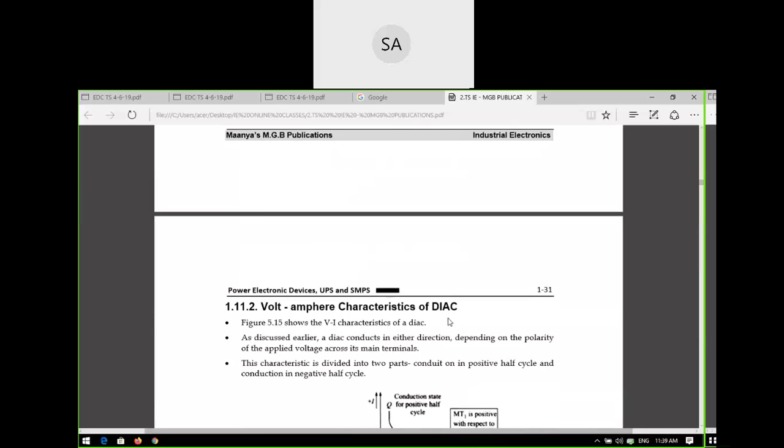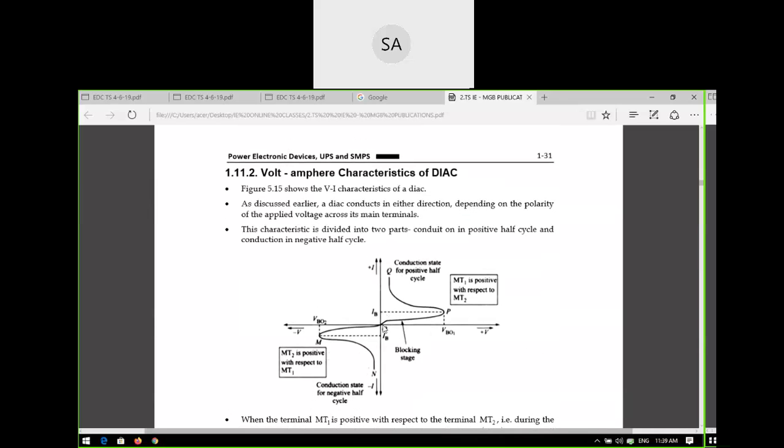So if you see the characteristics of the DIAC, it is similar to the characteristics of the SCR. Correct or not? Beyond the breakover voltage, it starts conducting. Below the breakover voltage, there is a leakage current. You are in the blocking state, and you can call it some leakage current will flow.